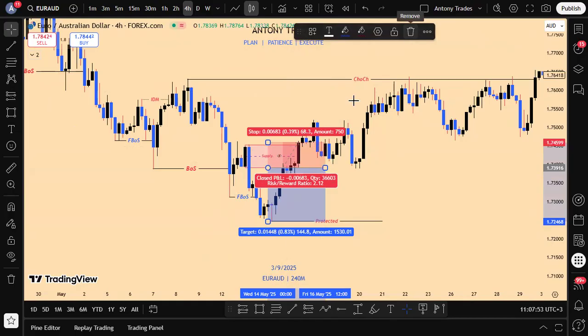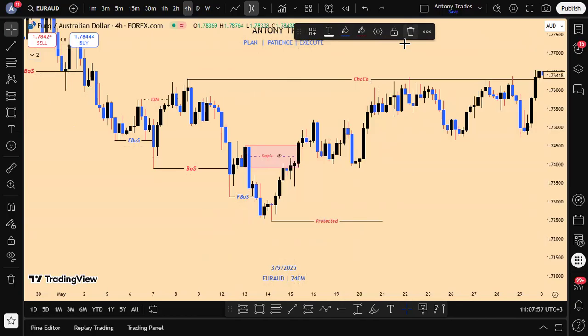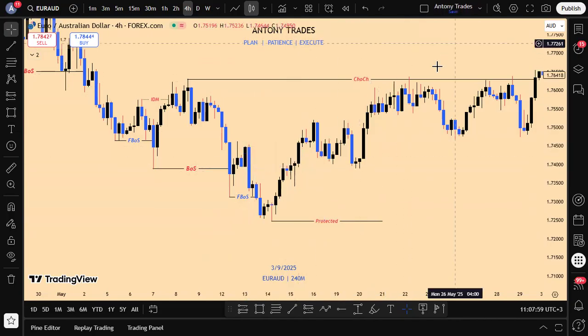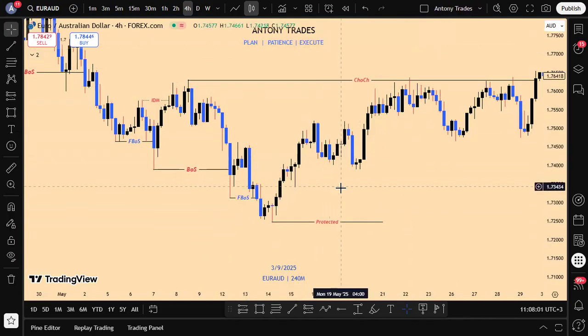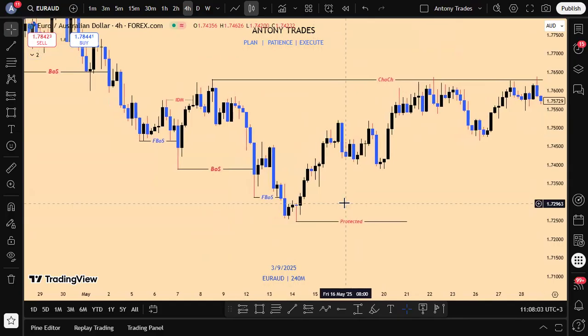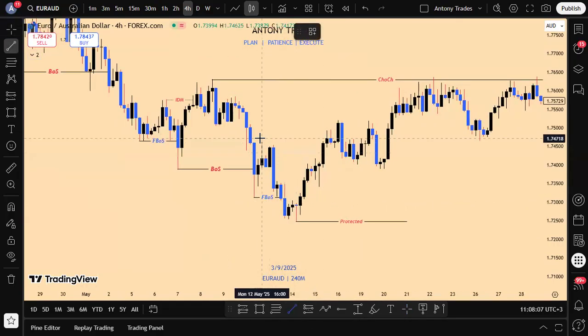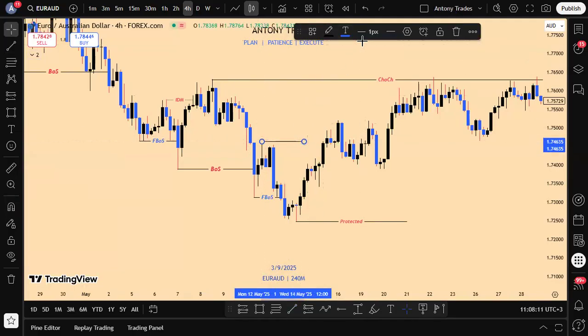Could someone tell me what this trader did wrong? Where did this trader go wrong? If you have said this trader did not know how to mark a valid break of structure, then you are correct. Because this high here acted as what? An inducement.